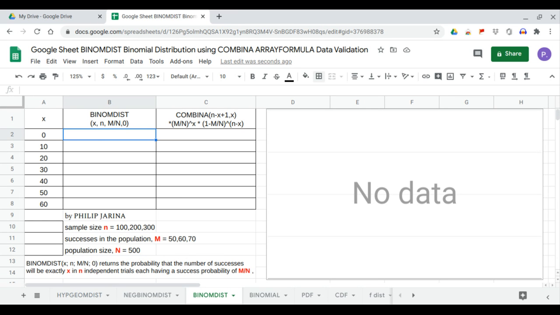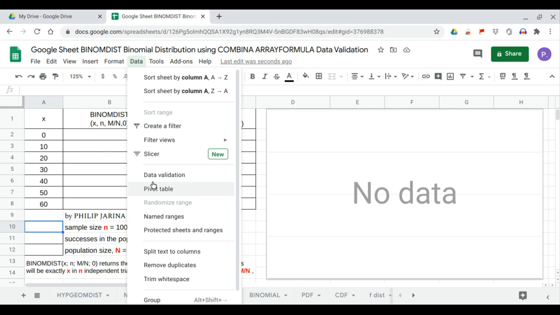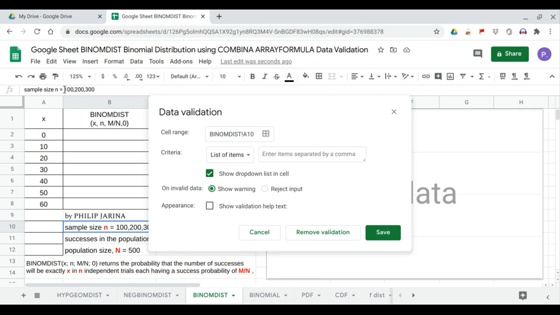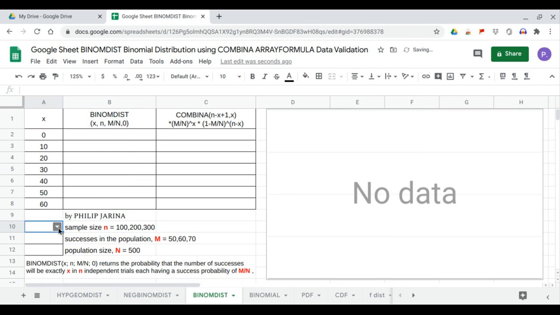We begin with the number of independent trials, data validation from the list 100, 200, and 300. Save. So we have three different values of the sample size.